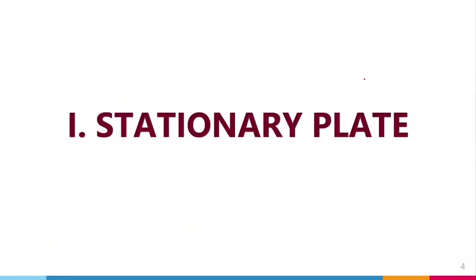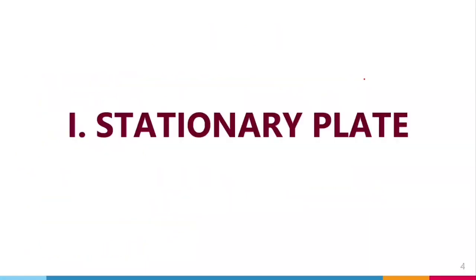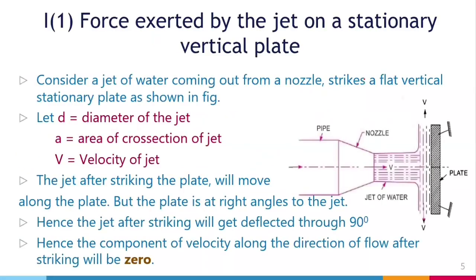So first, coming to stationary plate condition. Now in this I'll be discussing the first three: vertical, inclined and curved. Let's see how many we can cover in this session. First we will cover the entire stationary conditions, then we will go to moving conditions. Coming to the stationary plate, the very first one is obviously vertical plate. So now all of you please look at the figure.